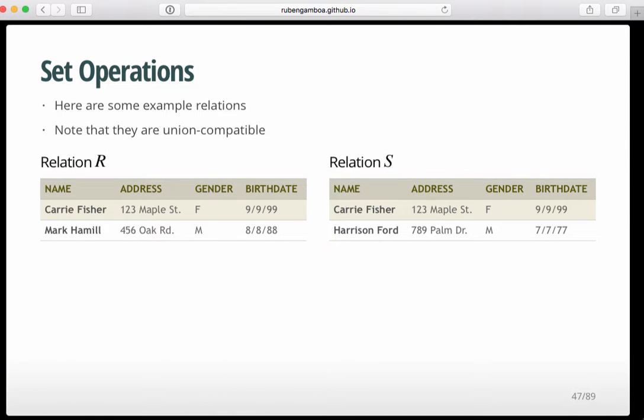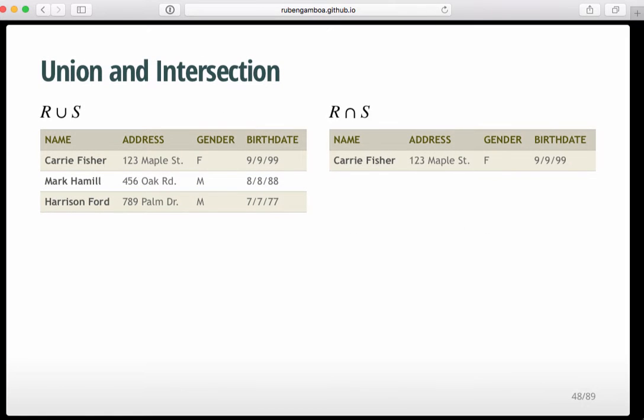So here are some examples. We have two relations, and we're about to do unions and intersections and such. The thing that I want you to notice is that these are union compatible. Name, address, gender, birth date, name, address, gender, birth date. And we have this row, which happens to be in both, and then we have Mark Hamill here and Harrison Ford there. So Carrie is the only one who is in both relations. So union, that's easy. That's Carrie Fisher, Mark Hamill, Harrison Ford. I end up with 3 tuples, even though each relation had 2 tuples each. That's because one of them was in common. You shouldn't be surprised by this.